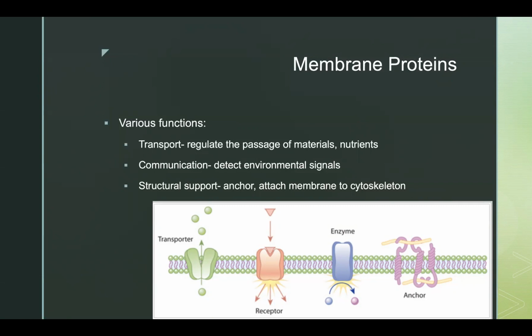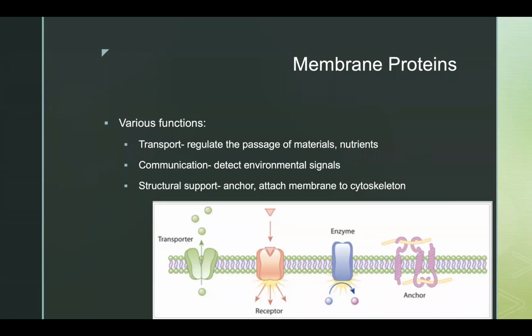They play a role in communication, so detecting environmental signals, so signal transduction. These membrane proteins facilitate communication between cells and the environment, and facilitate communication between other cells. Structural support: these membrane proteins can provide structural support in terms of anchoring or attaching that membrane to the cell cytoskeleton, and providing that overall structural aspect of the cell. These functions are all very important.